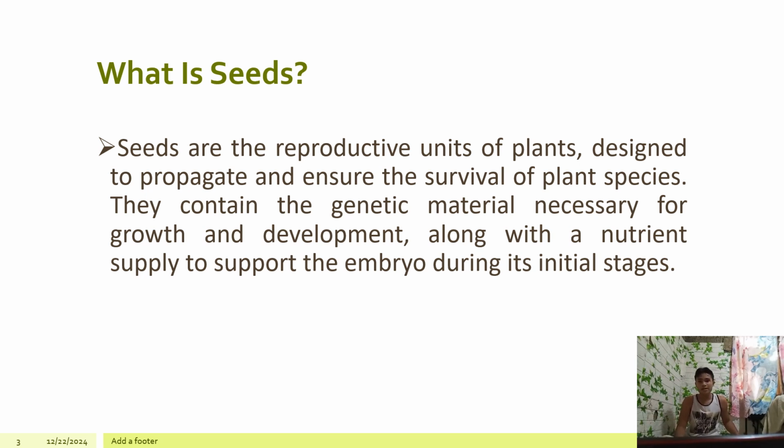So basically, seeds are considered the reproductive units of plants because they are produced to ensure the survivability of a plant species. They are produced to ensure that the plant species will still exist in the future generation. So they contain the genetic material or the essential elements necessary for the growth and development of a new plant. There are three common characteristics or structures of a seed.